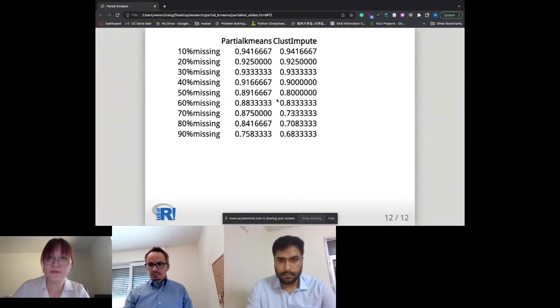So this suggests that partial k-means would have an advantage for a larger percentage of missing values. And this could be beneficial for large sparse datasets with missing values. A great example could be datasets in recommendation systems. So for future work, I think it will be interesting to look at how partial k-means would perform on datasets in recommendation systems. That's all for my talk today. Thank you.